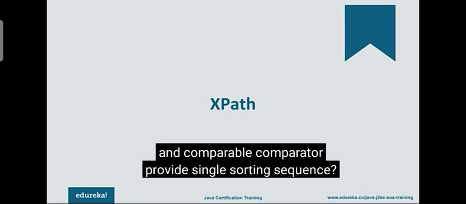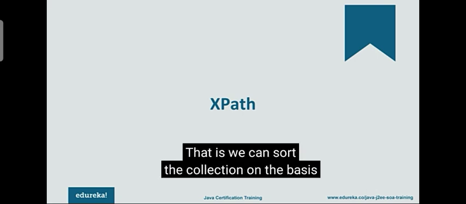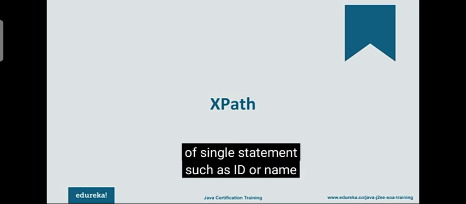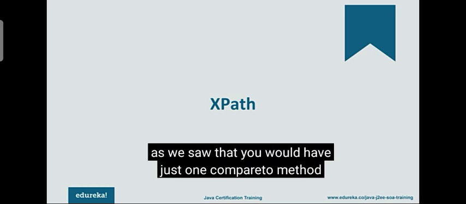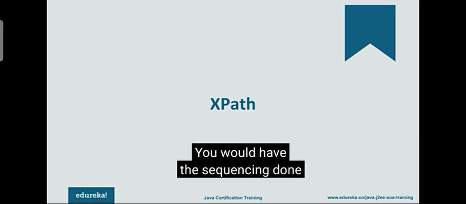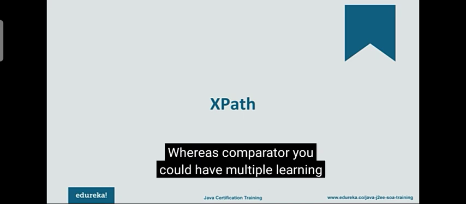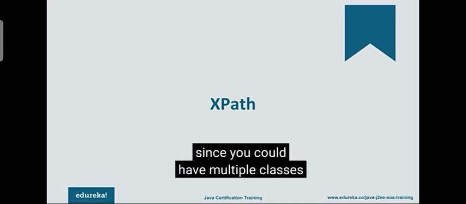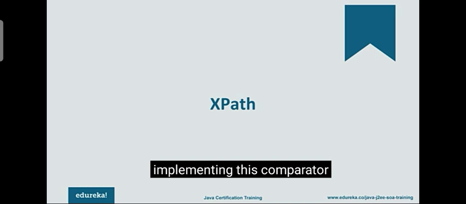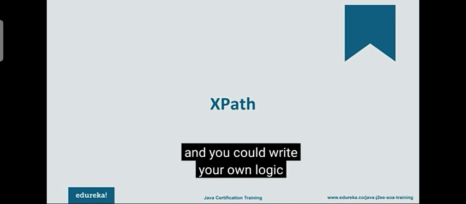So what is comparator and comparable? Comparable provides a single sorting sequence, that is, we can sort the collection on the basis of a single attribute such as ID or name. As we saw, you would have just one compareTo method, and based on that you would have the sorting done. Whereas with comparator, you could have multiple logics, since you could have multiple classes implementing this comparator, and you could write your own logic.